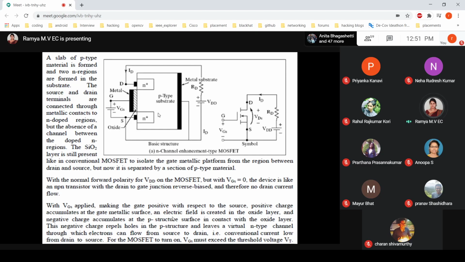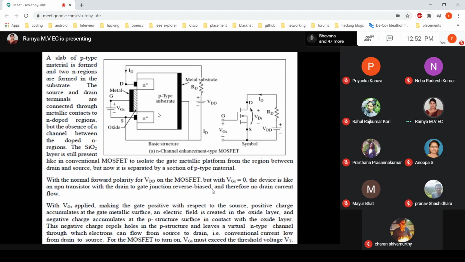With the normal forward polarity of VDD on the MOSFET, the VGS is equal to 0. The device acts like an NPN transistor with the drain-to-gate junction reverse biased, and therefore no drain current will be flowing. So if I am applying VGS equal to 0, there will be no flow of current.